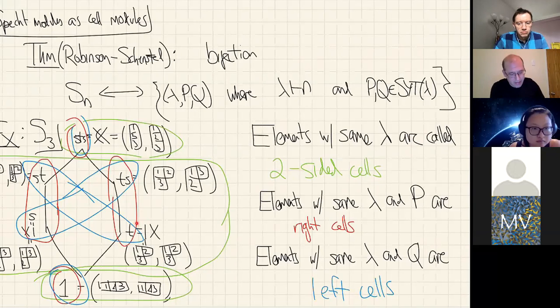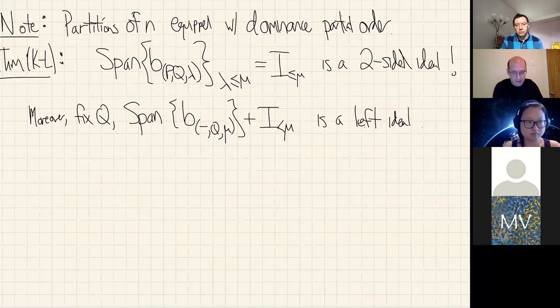Say everything but the identity forms a two-sided ideal. And if you do left cells, so this thing and this thing and this thing span a left ideal. And these three would span a right ideal. Okay? So they showed that ideals are spanned by certain Kazhdan-Lusztig elements. What's the point of ideals? Ideals give you representations. H acts on an ideal, or H acts on the quotient by an ideal.